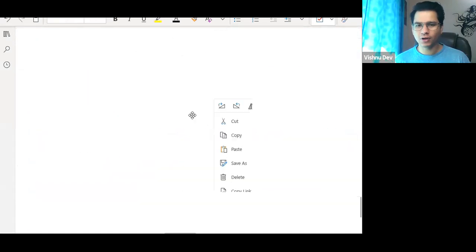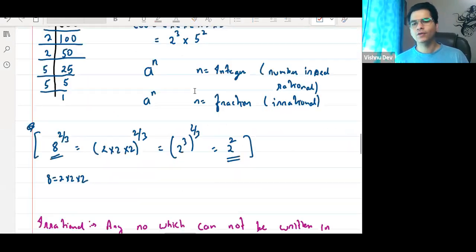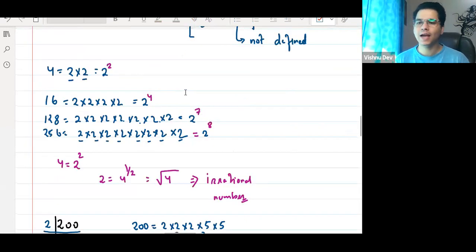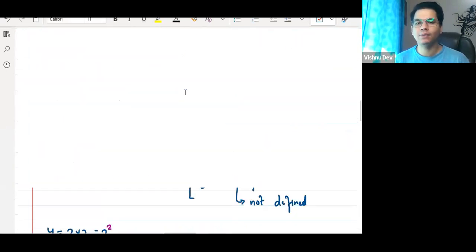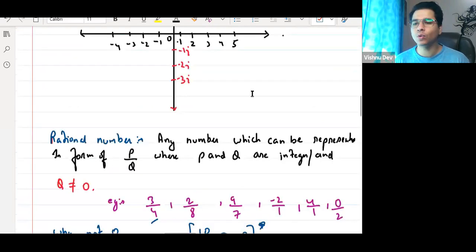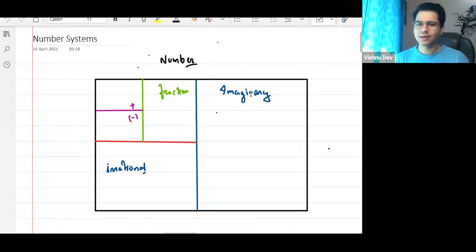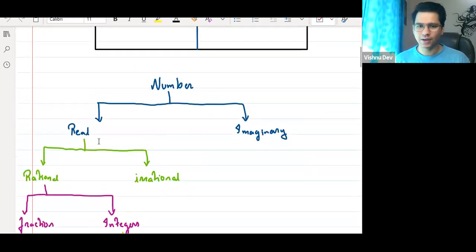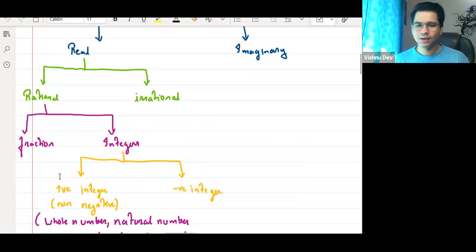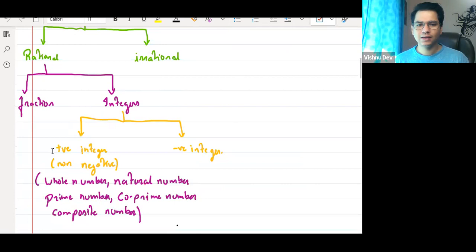I hope all of you remember that we started with the basic idea of numbers. What is a number? What are the different types of numbers? The different types of numbers are real and imaginary. Then imaginary numbers divided into rational and irrational. Then rational number is further divided into fractions and integers.